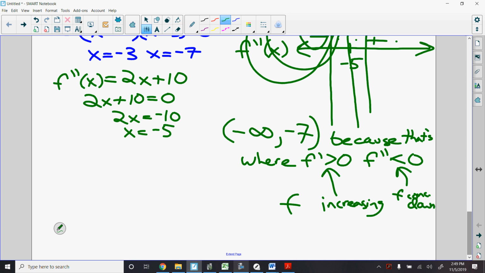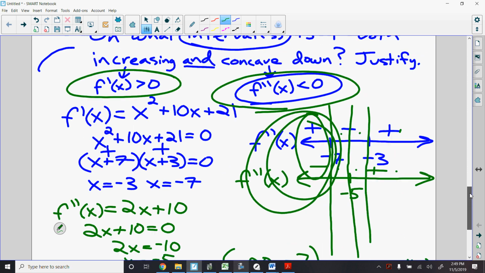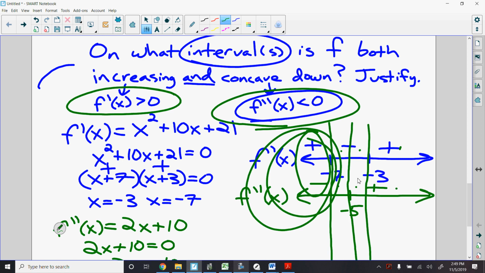What if I had asked the reverse question? I want f to be decreasing and f to be concave up. Well, here's where f starts decreasing at -7, but f double prime is still negative in that part, right? I don't switch until -5. So my answer would be from -5 to -3, f is decreasing and concave up. Because after -3 and to the right, f then switches to increasing.